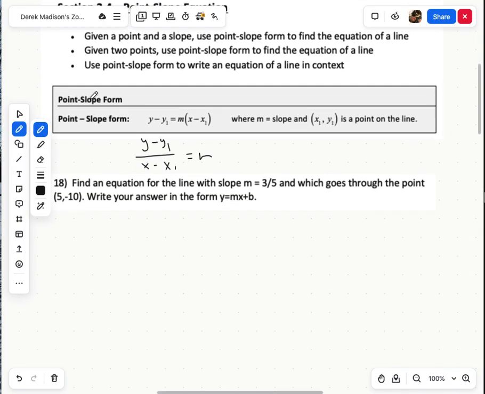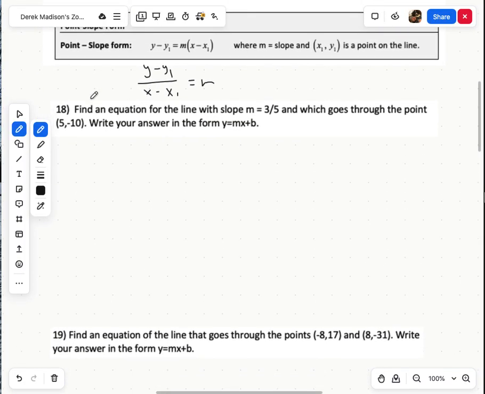So with that, let's look at number 18 here. Find the equation of the line with a slope of 3/5 that goes through the point (5, negative 10). Write your answer in slope-intercept form. Okay, so let's write out our point slope form just to get used to using it.